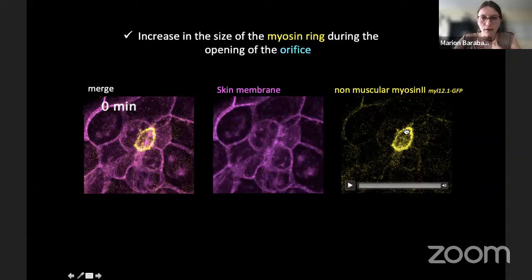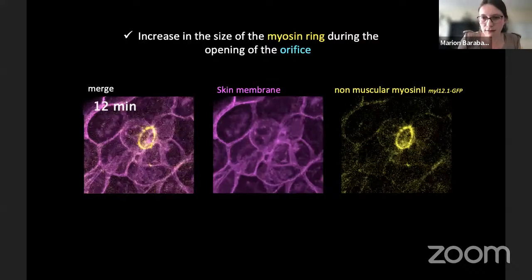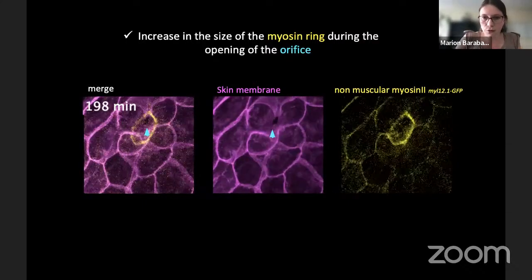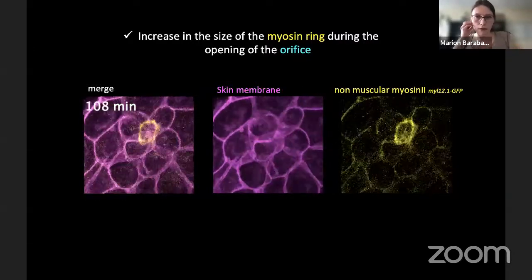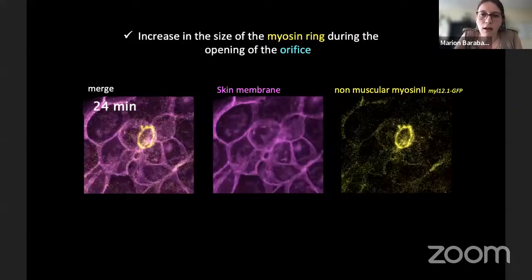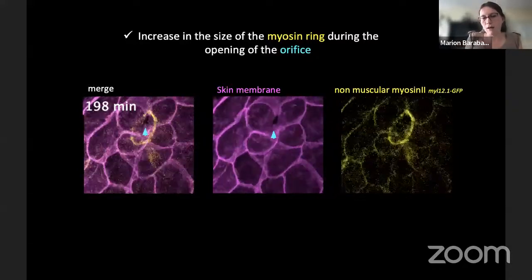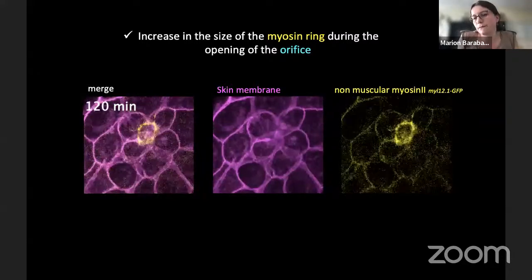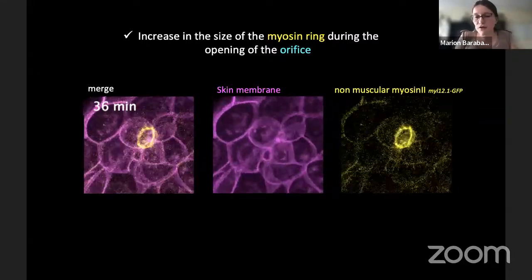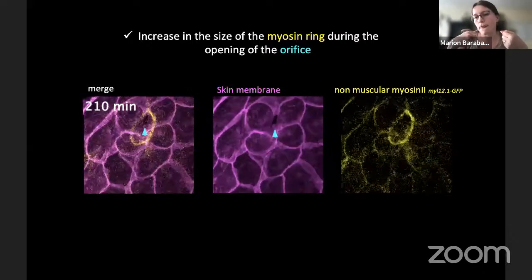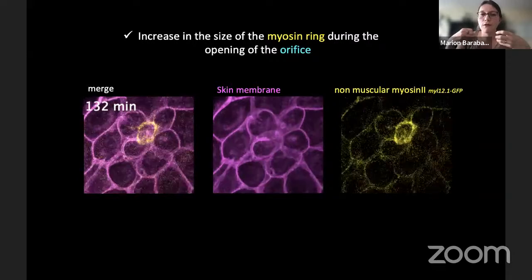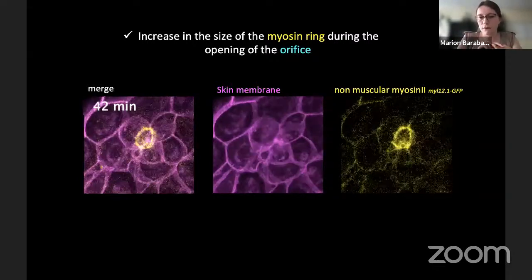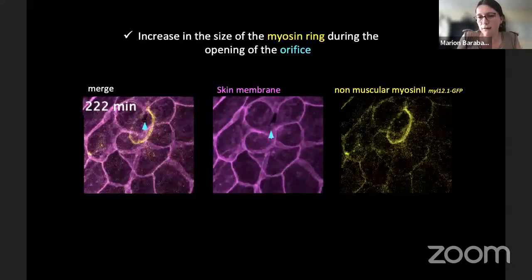And I guess I will play the movie. You can appreciate that this ring of myosin is increasing in size during the opening of the orifice. So there is a huge increase of the myosin ring during the opening of the orifice. That suggests that the neurons might be important in order to trigger the opening of the orifice through mechanical forces.